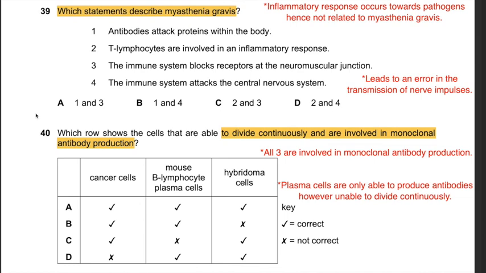Statement 3. The immune system blocks receptors at the neuromuscular junction. Yes, that is correct. That is why it leads to muscle weakness, as the muscle cannot be repeatedly stimulated due to blockage of the receptors at the neuromuscular junction. Therefore, only 2 statements can be true. And since 1 and 3 are definitely correct and they describe myasthenia gravis, the answer is A, 1 and 3.